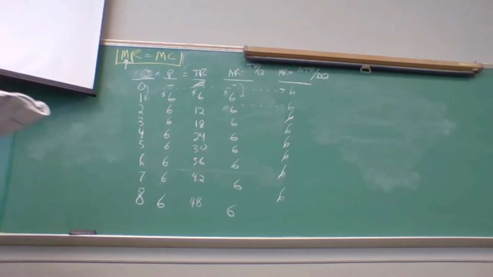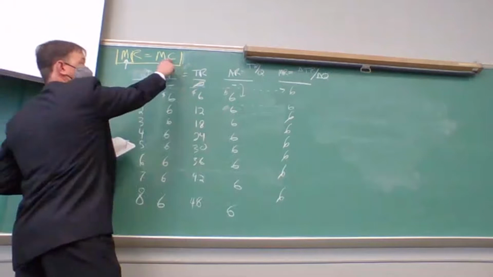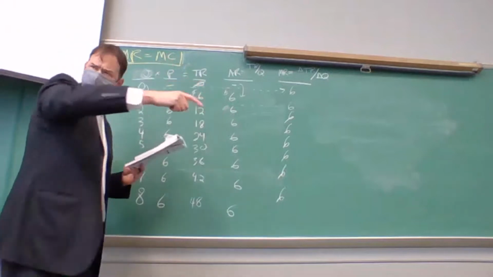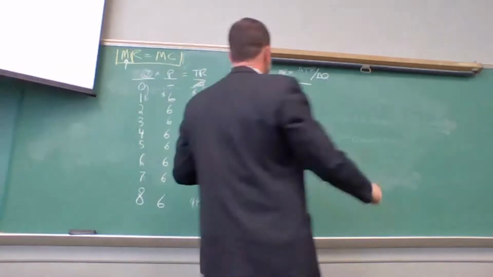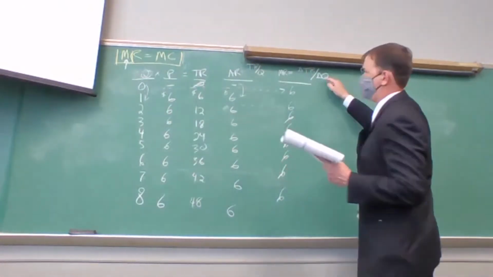All right. So what do we need here? Well, we need cost. But to get marginal cost, we need things like total cost. All right. And here we go.